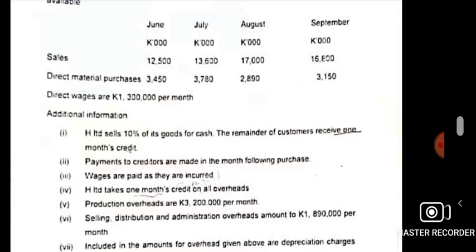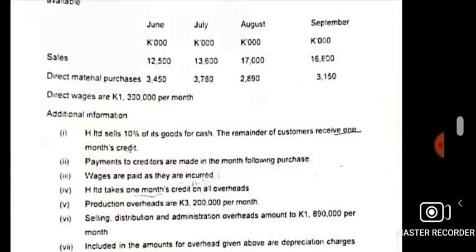Go to additional information number 2, which says payments to creditors are made in the month following purchase. Have you seen this statement? There's purchase in this statement, and you have material purchases up there, so this is relating to that. Another keyword is creditors. When you just hear the word creditors, it's purchases they're talking about.